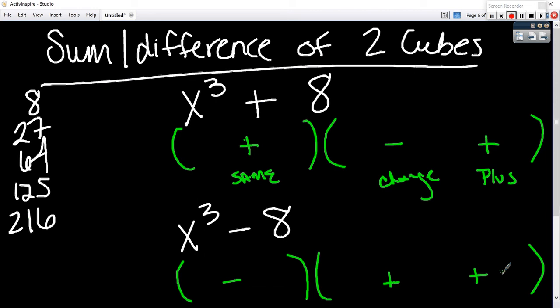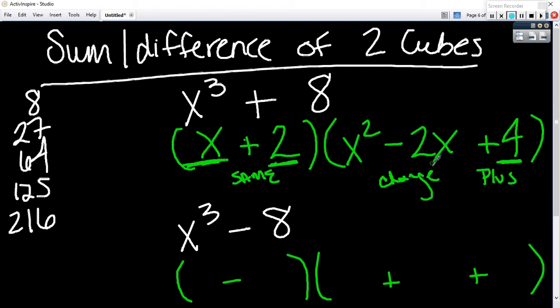What times itself 3 times gives you x to the third? X. What times itself 3 times gives you 8? 2. Okay? Now we're going to use that to fill in the rest. Square the first one. What do you get when you square this? X squared. It goes in the first spot. The last one squared goes in the last spot. 4. And the middle is a combination of them, so you multiply them together. 2x. The first 2. Always looking back at the first 2. Okay? It's just a pattern that you just have to memorize.